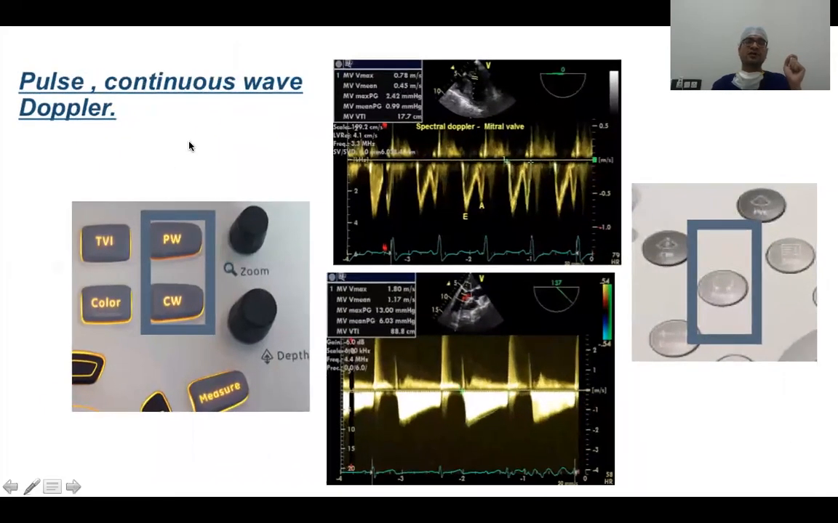Then there are two other types, pulse wave Doppler and continuous wave Doppler. Actually, color Doppler is a type of pulse wave Doppler. Here the sample is taken from a specific area, so that we can see this envelope type of waveform. And in continuous wave Doppler, the flow along the line of the ultrasound is scanned totally, so this is completely filled.